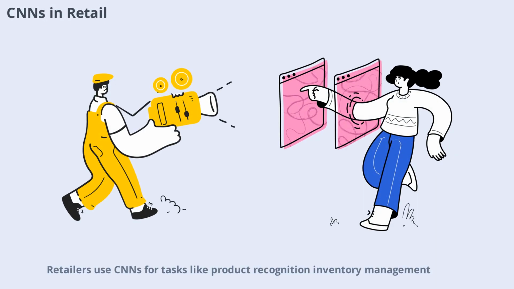Retailers use CNNs for tasks like product recognition, inventory management, and customer analytics. By analyzing images from cameras and sensors, CNNs help businesses optimize operations and improve the shopping experience.